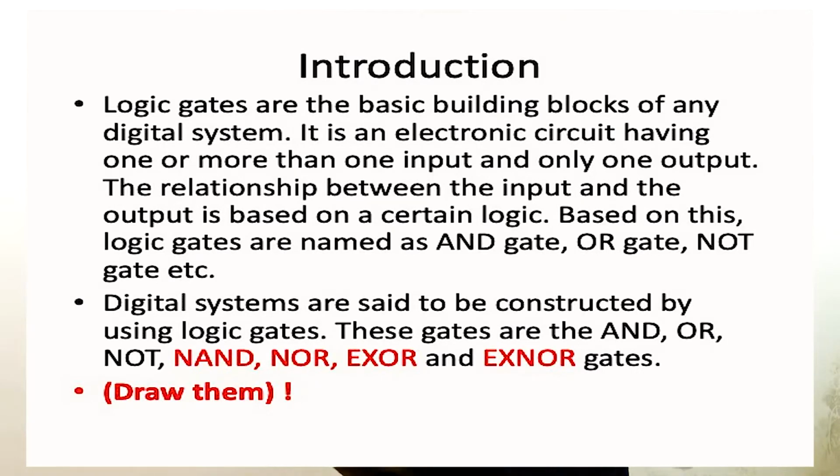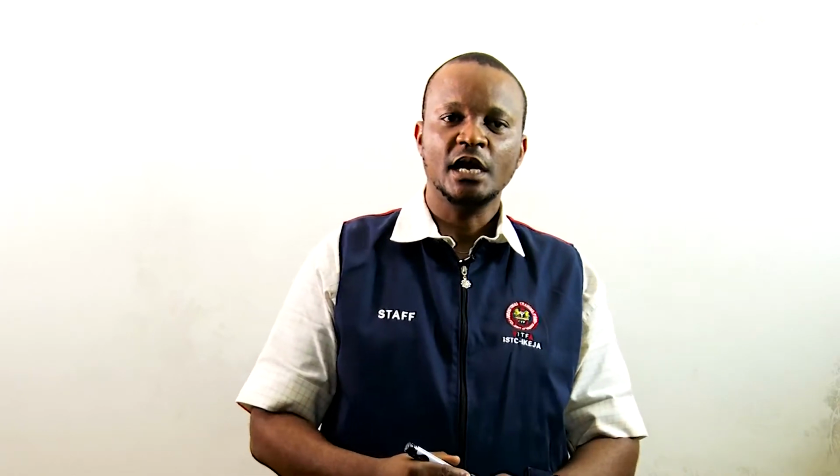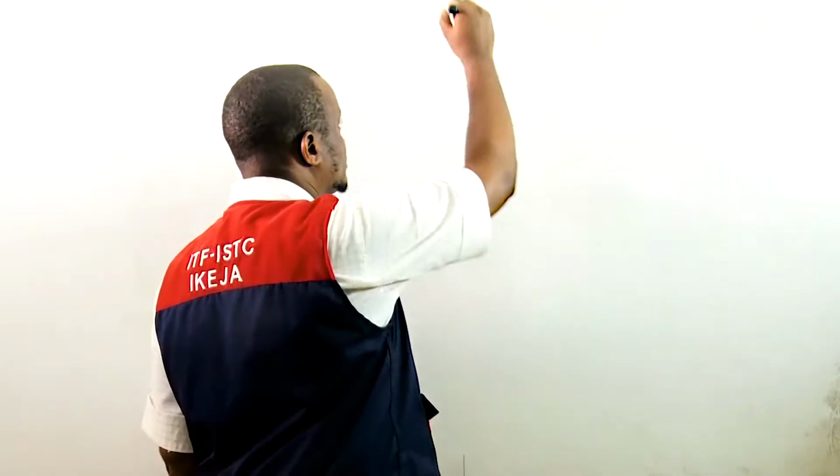It's basically an electronic circuit having more than one input and only one output. Now, the relationship between the input and the output is based on a certain logic. Based on this logic, the gates are named. And what are these logic gates?